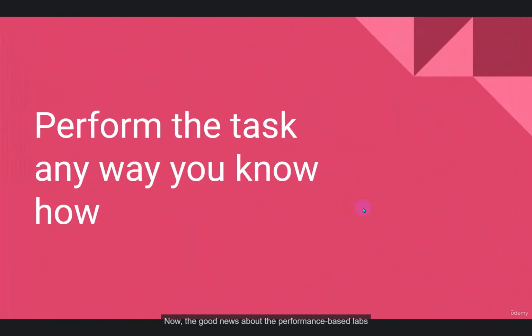Now, the good news about the performance-based labs is that it doesn't matter exactly where you click and how long it takes you to create this task. Maybe you don't know exactly where the SSL setting is, and so you have to click a couple of things to find it. I find that to be a much more forgiving method. So you can use the portal, you can use the PowerShell command line, you can use CLI command line, and as long as you do the task, the virtual network with this name and this address range is created, then you're going to get the credit for that.